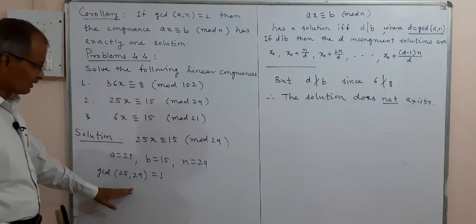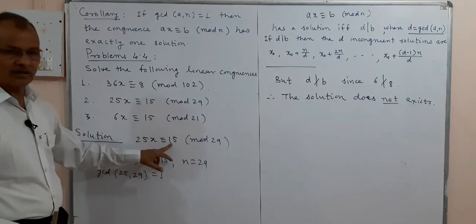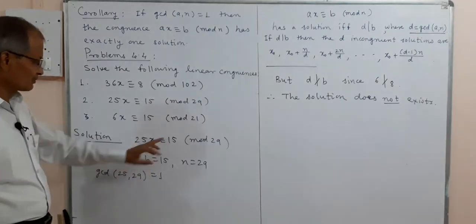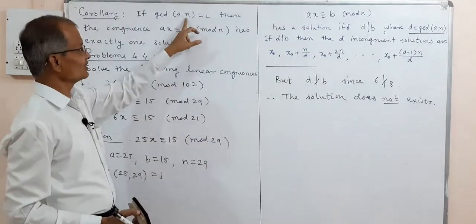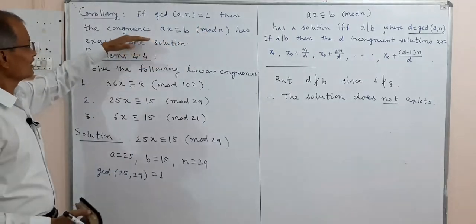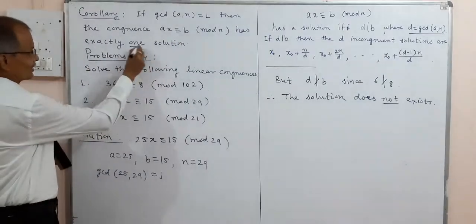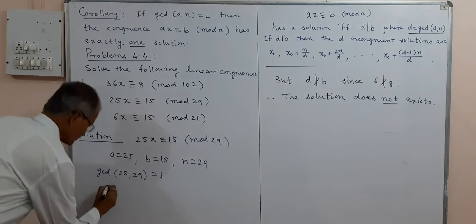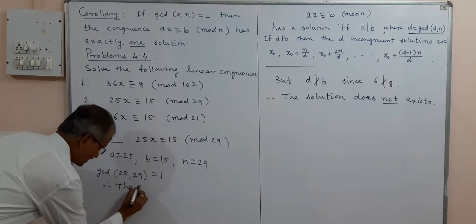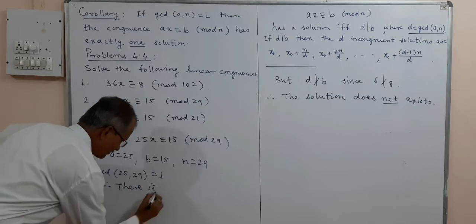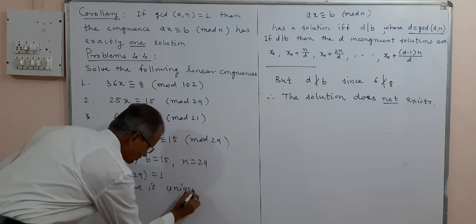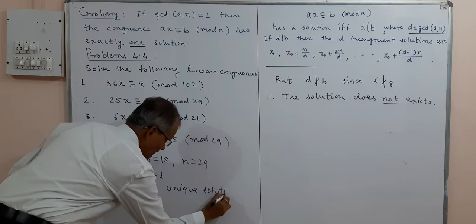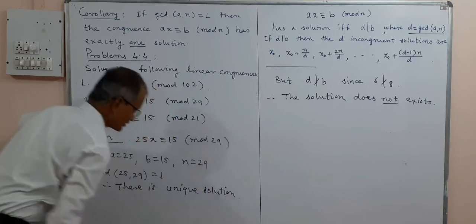And if the GCD is 1, 1 always divides any integer. So 1 divides 15, or from this corollary you see, if the GCD of A and N is 1, then there is exactly one solution. So therefore, there is one solution. There is exactly one, a unique solution. And let us find out that unique solution.